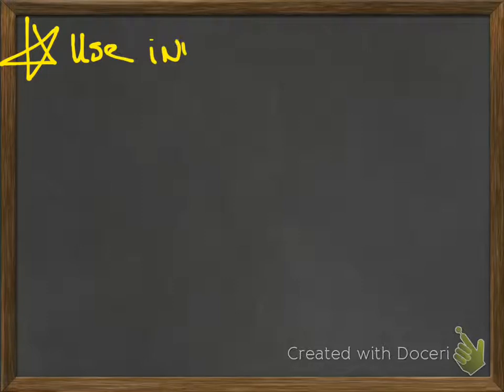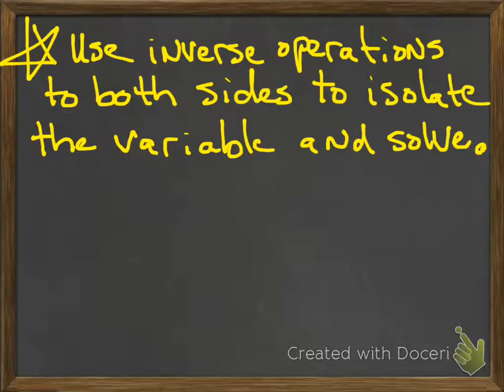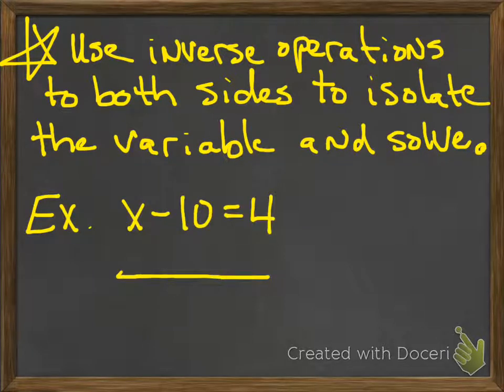Now again, the idea here is we want to use inverse operations on both sides to isolate the variable and solve. Okay, so again, do opposites. What do I mean by that? Well, let's look at an example. X minus 10 equals 4. Notice I drew a line underneath. What's the opposite of a minus 10? The opposite of a minus is to add. So I'm going to add 10 to get rid of that minus 10, because I want the variable by itself. I want the x by itself. X wants to be alone. Get rid of the 10.